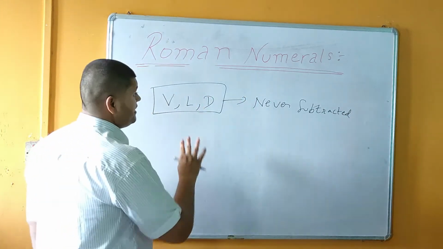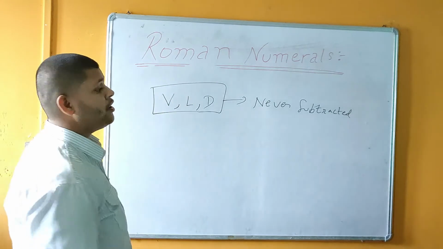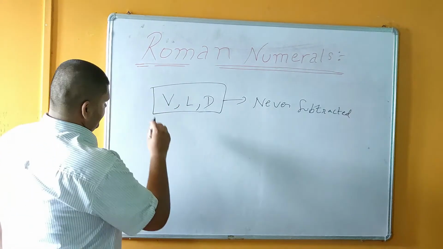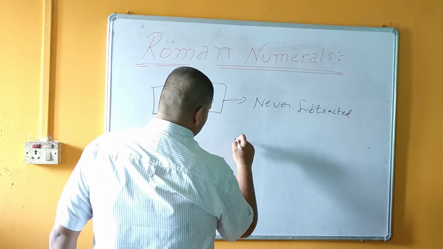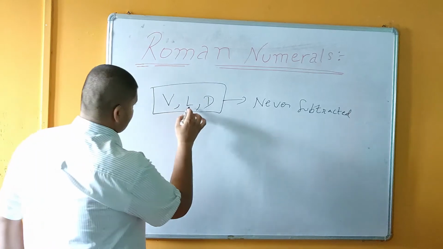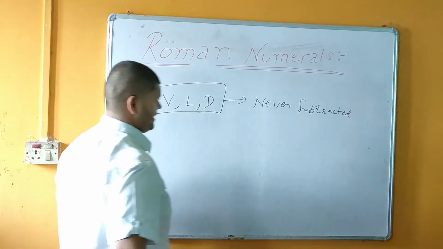These symbols will never be subtracted. That means this symbol cannot be written on the left hand side of any greater value symbol. What does it mean? I am telling that this V can never be subtracted. This L can never be subtracted. D can never be subtracted.